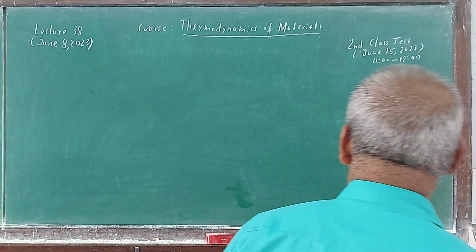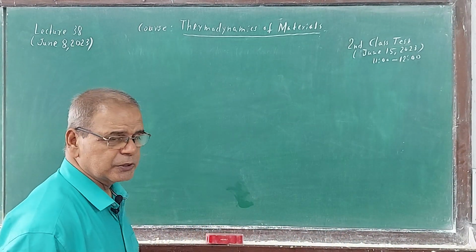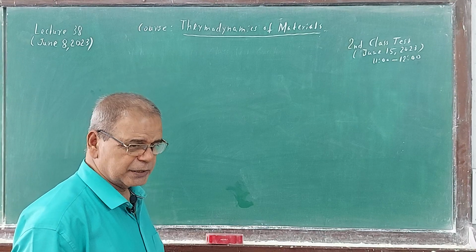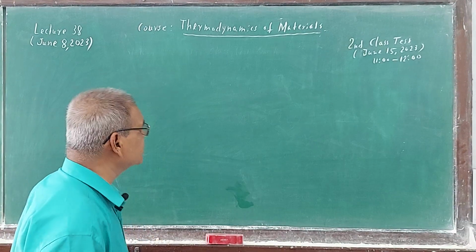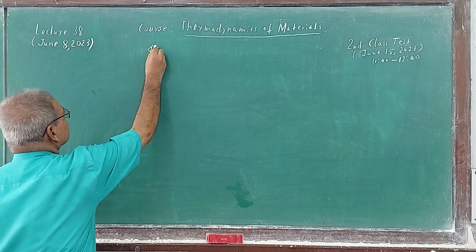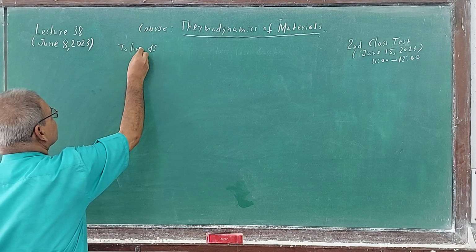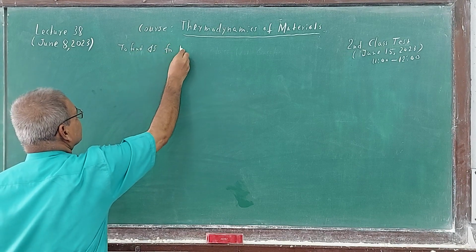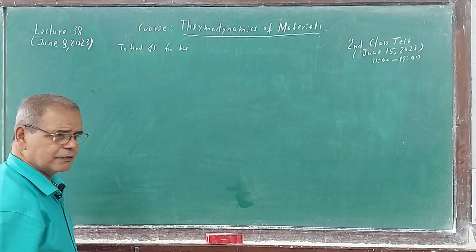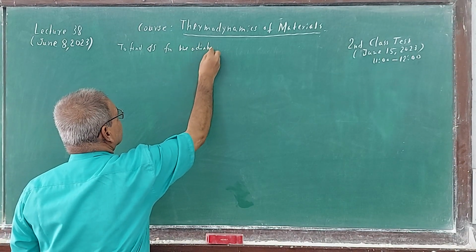Now another point: we are going to take up the finishing part, that is the adiabatic process, to find delta S for the adiabatic, because the other three are over.